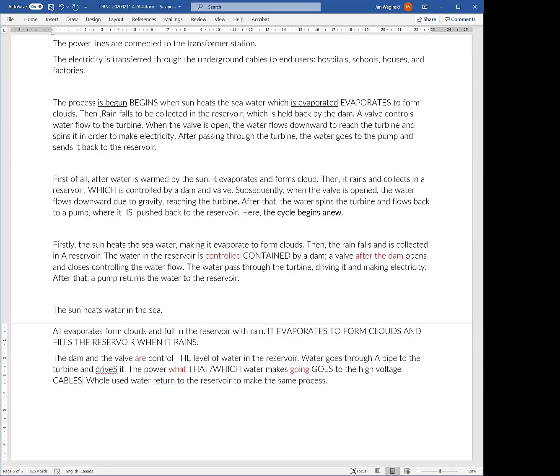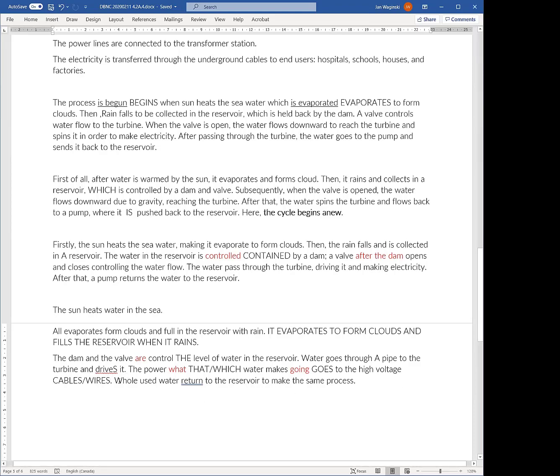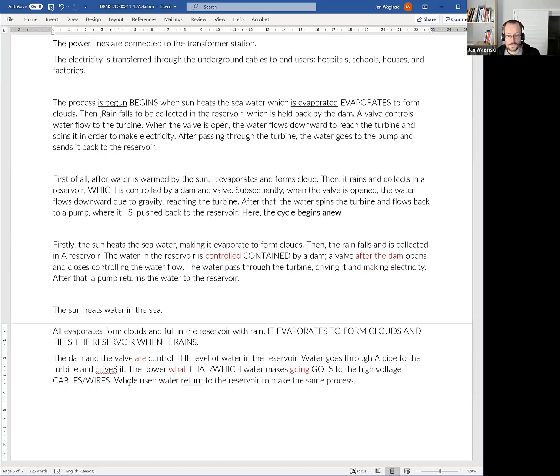We can change high voltage cables to wires. Wires, cables, same thing. You can use it once, but the next time you use it, you should paraphrase it. Can we say goes through the high voltage cable to the, what is it, last one, a transformer station? Transformer station, because it's not staying in the voltage cables. It goes through to the transformer.